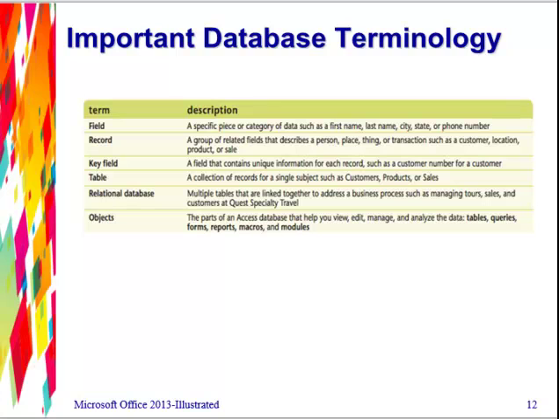A relational database is when you have multiple tables that are linked together to address a business process, such as managing tours, sales, and customers at Quest Specialty Travel. As far as what we were talking about, managing salespeople's sales and their regional areas. And objects are parts of the Access database that help you view, edit, manage, and analyze the data: tables, queries, forms, reports, macros, and modules. And that's the end of this lecture.